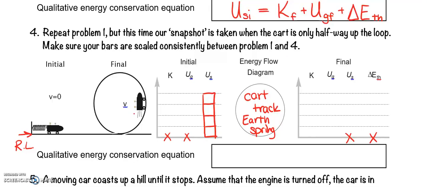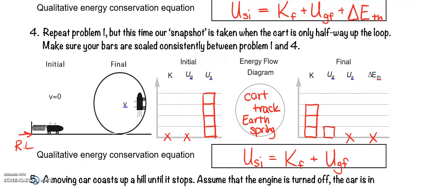So, since my car is only halfway up the loop, its height is half of what it was in number 1, which means its gravitational potential energy is half of what it was in number 1. That extra block of energy then would be added to kinetic energy in this case. When writing out my equation, you'll see the equation looks the exact same as it did in number 1. That the initial elastic potential energy equals the final kinetic energy plus the final gravitational potential energy.